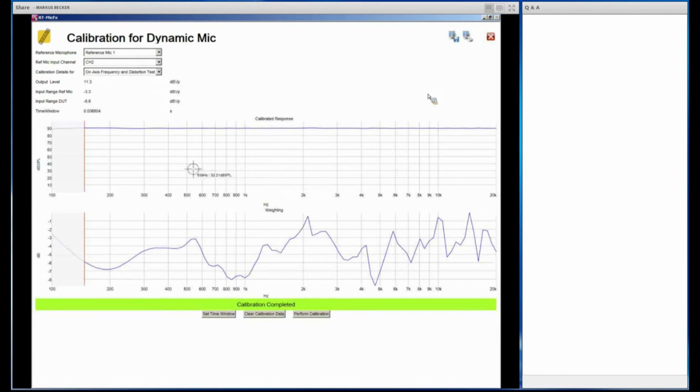So the calibration procedure is finished. You see that down here by this green bar. We see up here the linearized frequency response of the reference speaker, and here the weighting that had to be applied to get to the point where this frequency response is flat. Keep in mind that the calibration needs to be executed, let's say, once per month or maybe once per week, depending on the stability of your test setup.